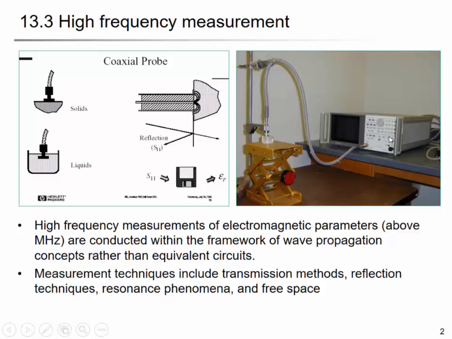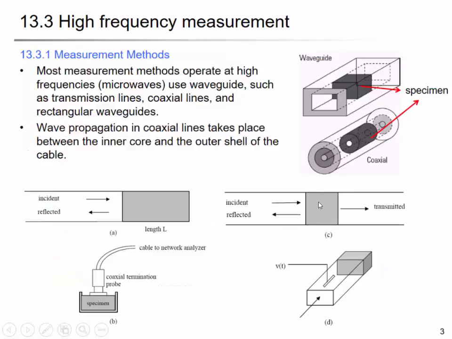This is a very expensive equipment actually. Could be tens of thousands of dollars maybe. So the probe is designed with the wave guide. So there's a transmission line, and this probe detects the reflective wave.